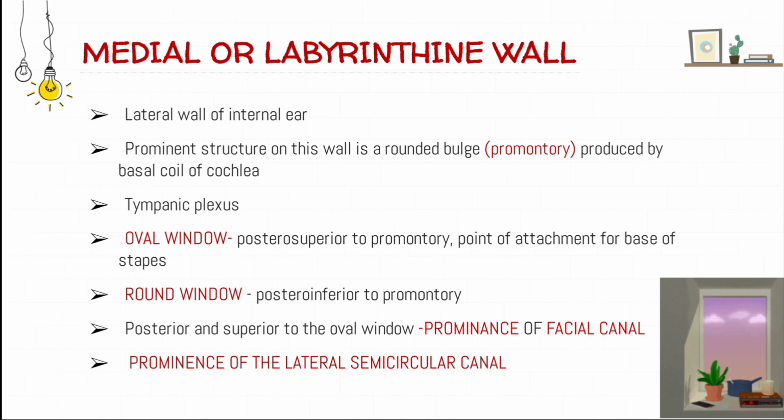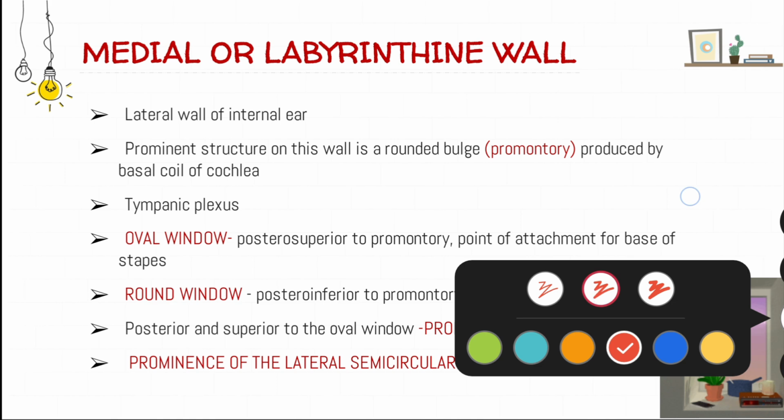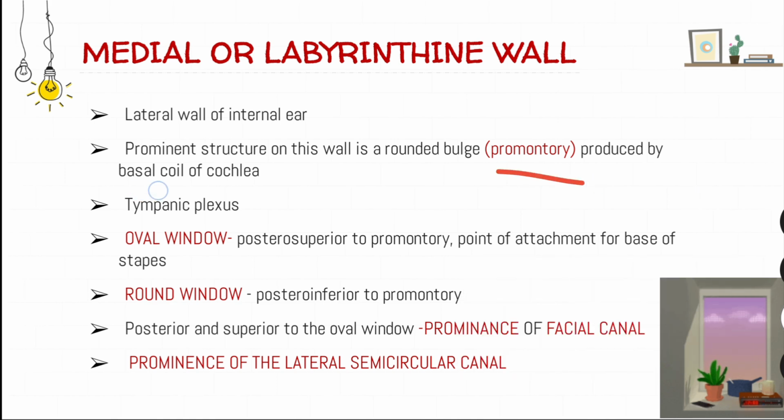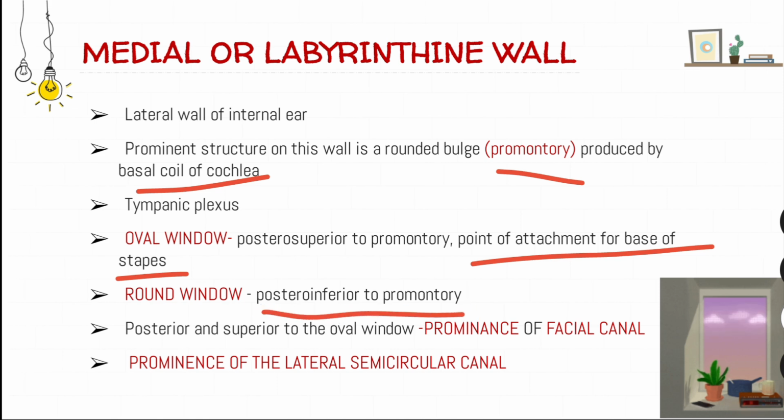Again, the prominent structure on the wall is a round bulge. It is called promontory, and it is produced by the basal coil of cochlea. Now, there are two windows, oval window and round window. Oval window is postero-superior to the promontory, and it is the point of attachment for base of stapes. Then there is round window, which is postero-inferior to the promontory.